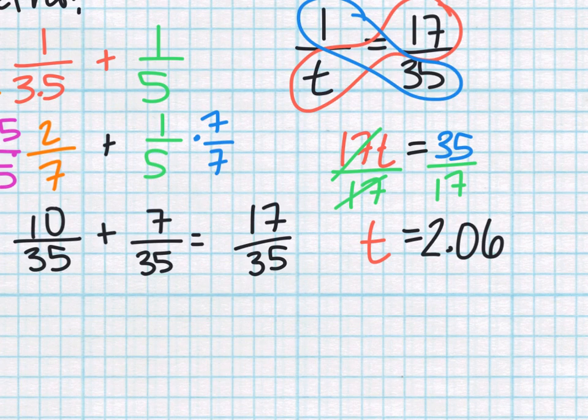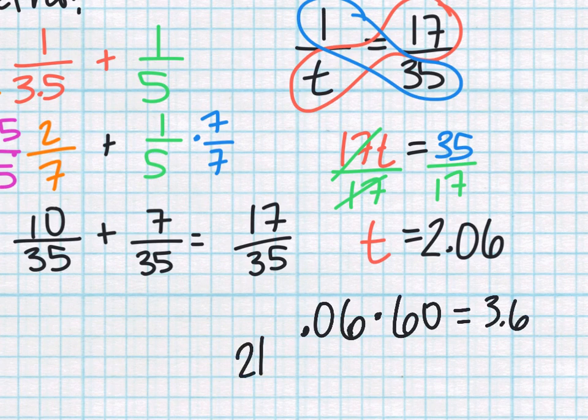If I wanted to know in minutes, I would do 0.06 times 60, because there's 60 minutes in an hour, and that would be 3.6. So it would be 2 hours and 3.6 minutes.